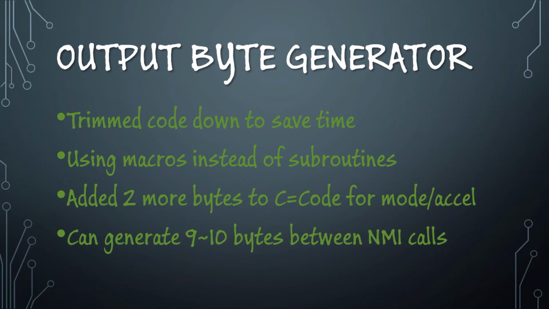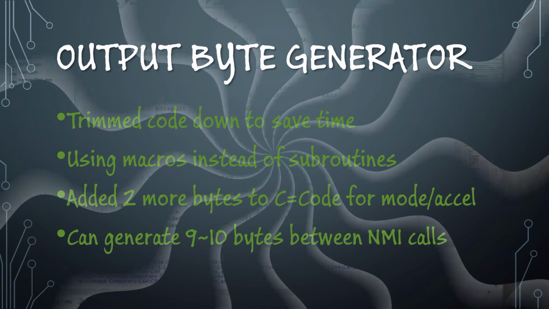Most of the work this past week or so has been on the Commodore 64 side of things. What I've done is trim down the code to save a lot of time and some space, although I'm optimizing for runtime, not code size. And part of that is using macros in some places instead of subroutines to save a little time. And I've incorporated the 2 additional bytes that the BitBasher is giving us. And with all these changes, we can generate 9 to 10 bytes of output data between the non-maskable interrupt calls. So let's have a look at those changes.